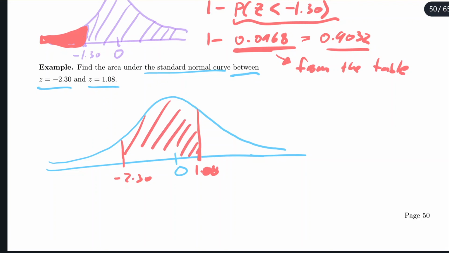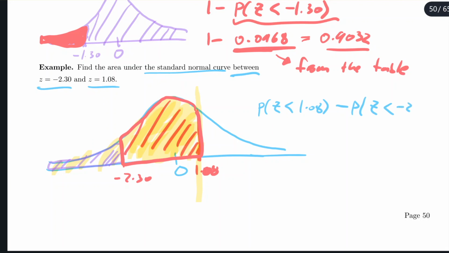In order to find this area, first we can find the area left of 1.08, which gives us all of these, right? And then we subtract the area left of negative 2.30, which is subtracting this portion. And then we're left with only this red portion right here. So that's the idea. If I were to write it with notation, we're doing the probability of z less than 1.08 minus the probability of z less than negative 2.30. So we're finding these two areas and subtracting the bigger one minus the smaller one.